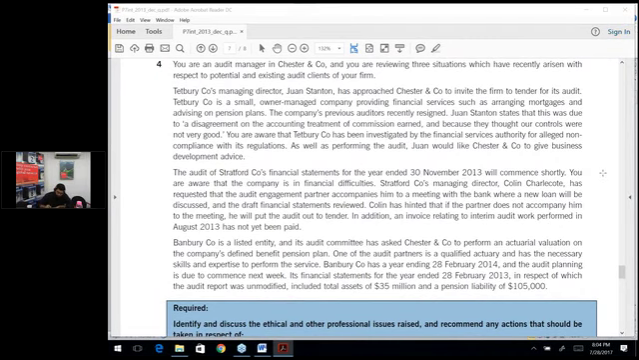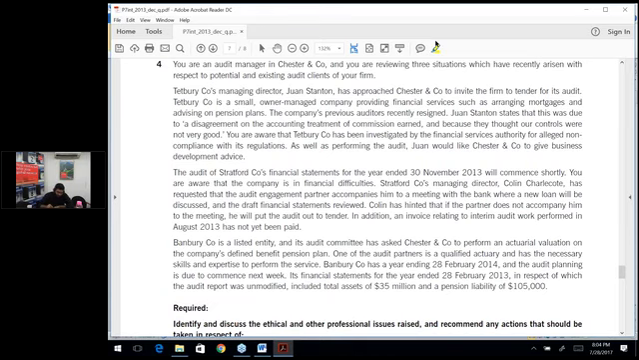Okay, if we start discussing this question, it says you are an audit manager in Chester and Company, and you are reviewing 3 situations which have recently arisen with respect to potential and existing audit clients of your firm. Now, it says Tedbury Company's managing director Johan Stanton has approached Chester and Company to invite the firm to tender for its audit. Tedbury Company is a small owner-managed company providing financial services such as arranging mortgages and advising on pension plans. The company's previous auditors recently resigned, and Johan Stanton states that this was due to a disagreement on the accounting treatment of commission earned.